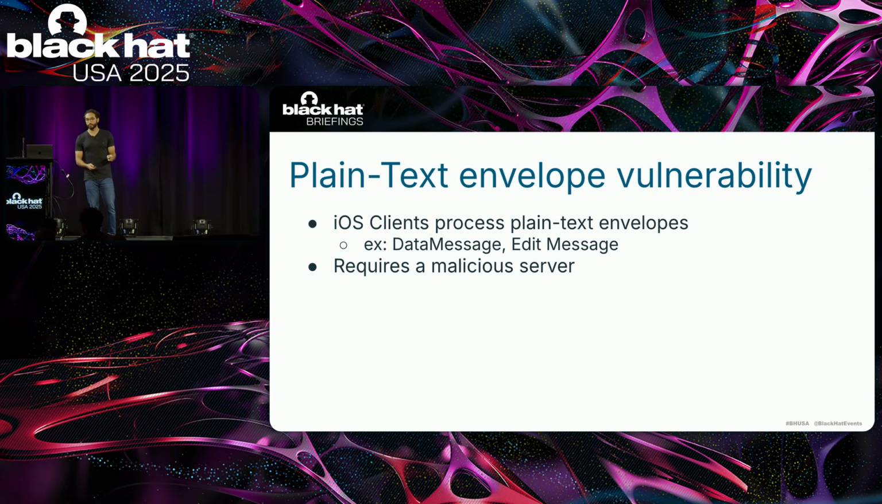And this is the first vulnerability we have. So basically, iOS clients can receive plain text envelopes from the server. This assumes the server is malicious, and the server can send plain text envelopes. It will receive these messages, process them, and it works. The impact here is that you can send data messages, so you can inject any message into any other thread or conversation. And you can also send other types. There are 11 types of messages, so you can send an edit message, which edits existing messages.